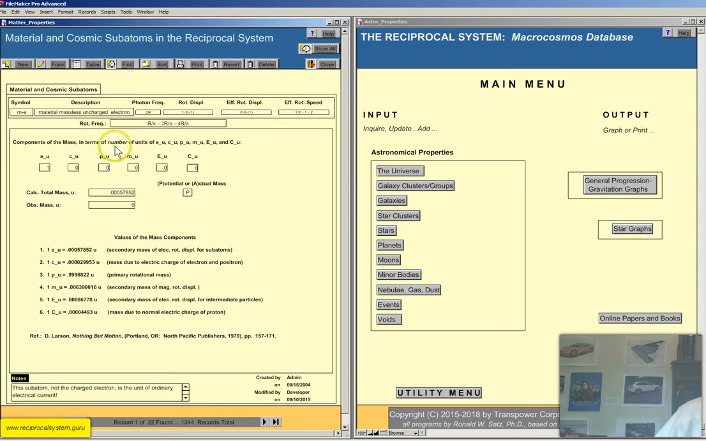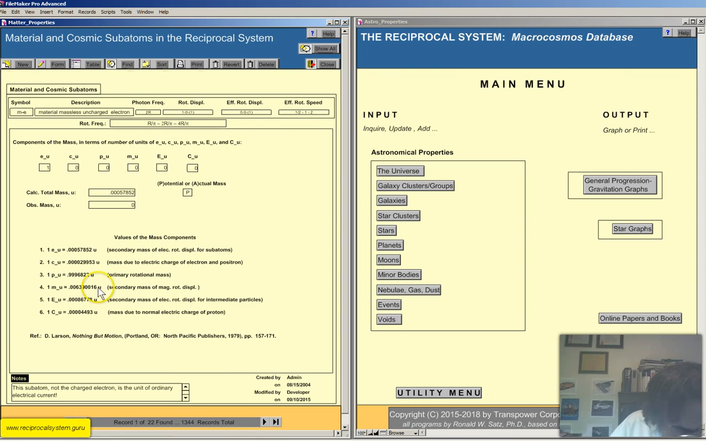Now, the components of mass in terms of the number of units of all these values here. I'm going to just go through this. This comes from nothing but motion. You can see the derivation there. It's pages 157 to 171. And it's also covered in my work, Existence and Interactions, a Computational Treatise of the Reciprocal System.